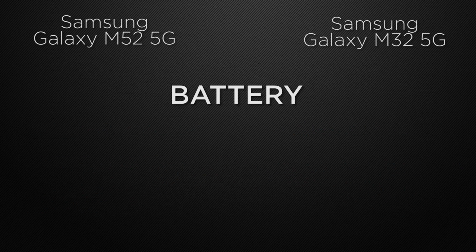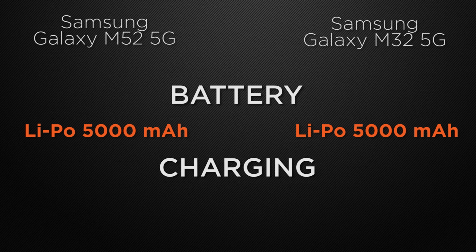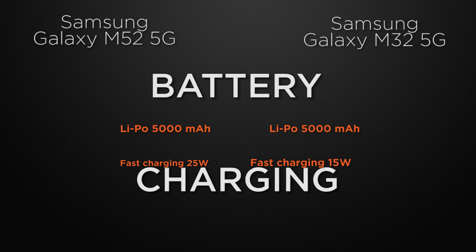Let's talk about the battery capacity of the devices. M52 has 5000 mAh of battery capacity, whereas M32 also has 5000 mAh of battery capacity, so it's a tie because both of the devices have the same battery capacity. Let's talk about the charging speed of the devices. M52 has 25 watts of fast charging, whereas M32 has 15 watts of fast charging. So the winner here is M52 because it has a faster charging speed.